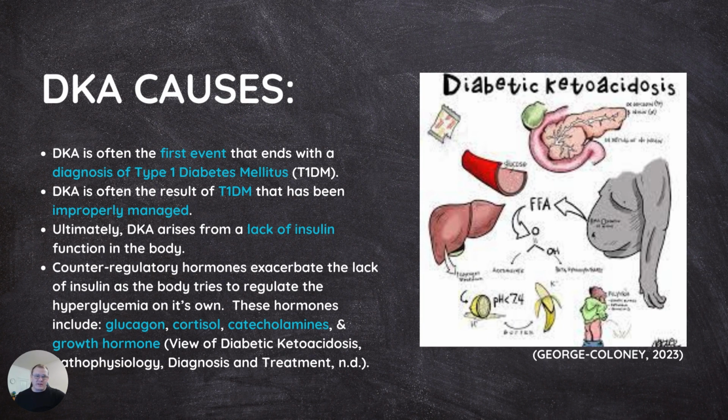So causes of DKA often are obviously diabetes, and generally poorly managed diabetes, or it can be the first event as someone becomes diagnosed with type 1 diabetes mellitus. Ultimately, DKA arises from a lack of insulin and just an inability to cope with the amount of sugar that they've got in their system.